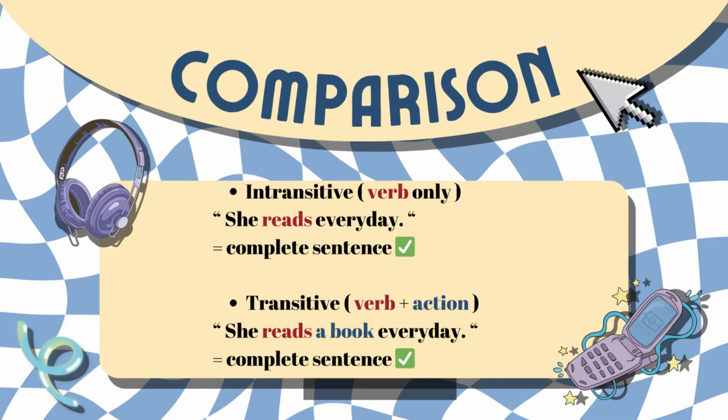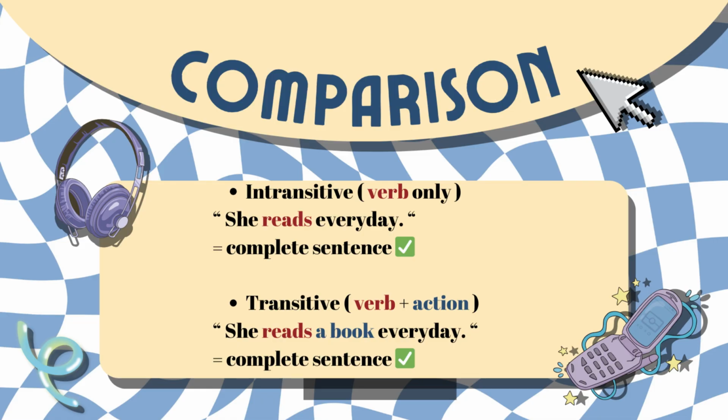So now I will be explaining the comparison between transitive verb and intransitive verb. First of all, a transitive verb needs a direct object, which is something or someone that receives the action. If it's without the object, the sentence is not complete. For example, she reads a book. If we only put she reads, then the sentence is not complete. So we need to have an object after the verb. So she reads a book.